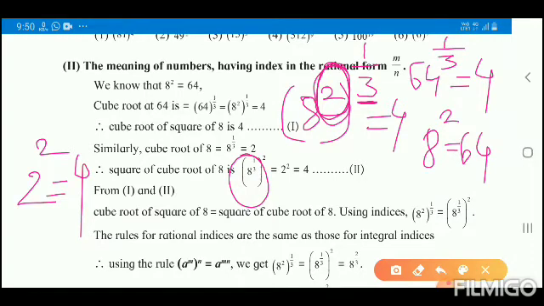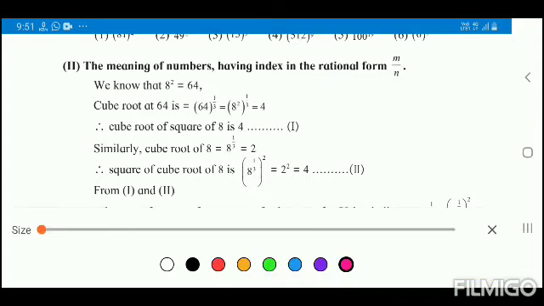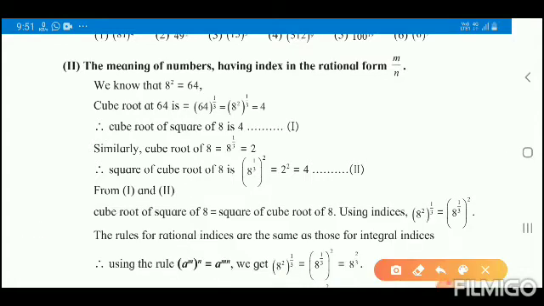Now we will read this as, look, 8 raised to 2 upon 3. You can read it like this: square of, square means the upper number, the number in the numerator place, we write first as the power, then square of, and the lower number, the 3 in 2 upon 3, means the cube root, cube root of 8.